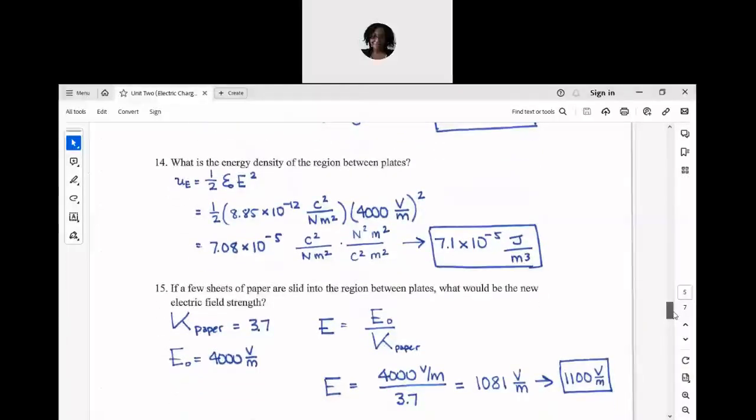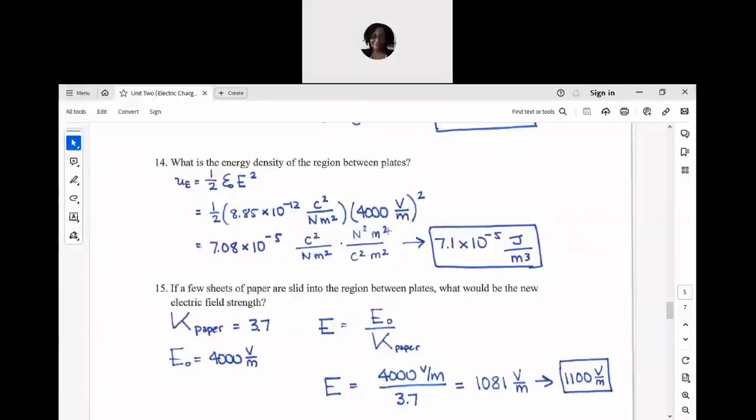14, the energy density of the region between the plates. I chose to calculate this using the energy density equation, where E refers to the electric field, but there's also another way that I could have done that would give you exactly the same value. I looked up the permittivity constant in coulomb squared, newtons, and meters squared. That will be on your formula sheet. I already know the electric field strength, so I can just plug and chug.